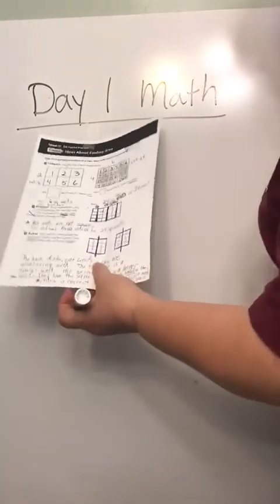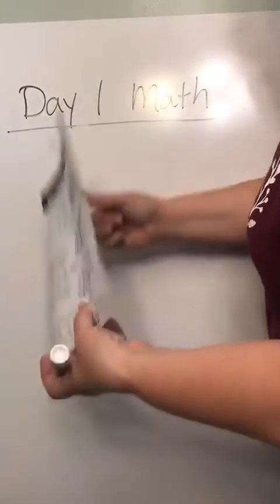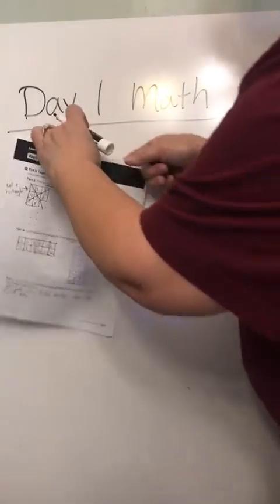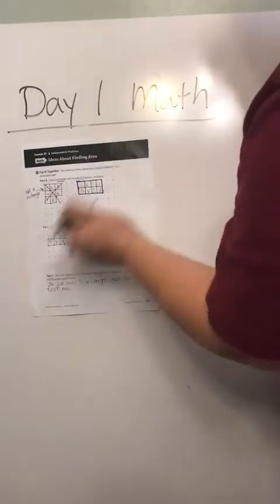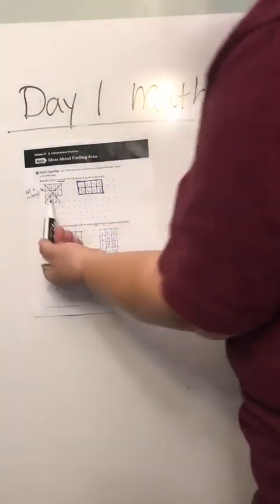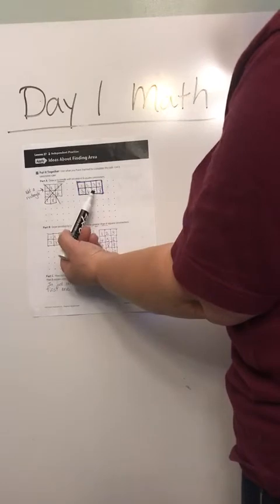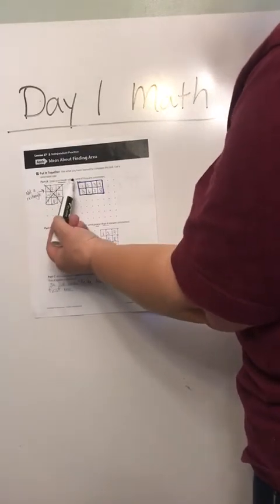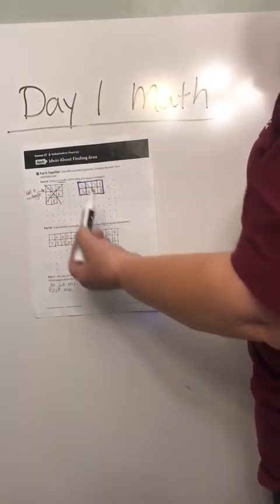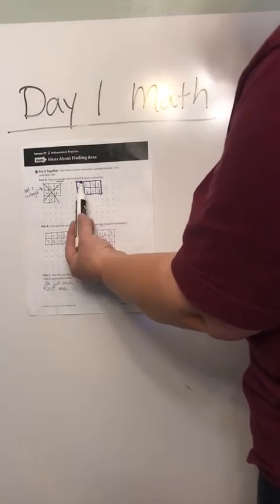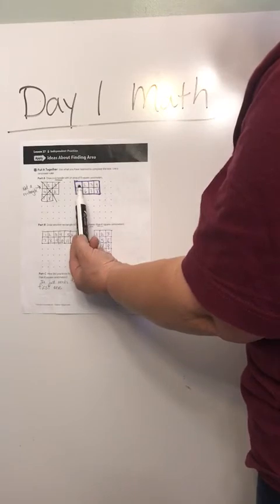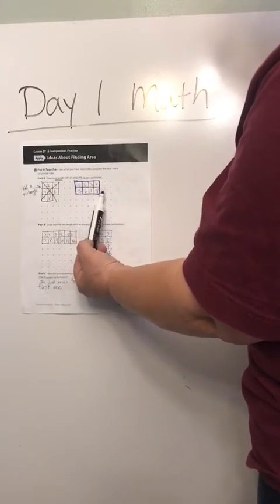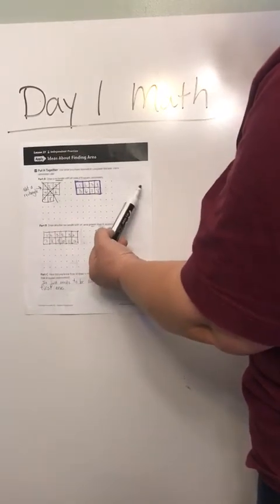All right, and then on the back of this page, right here, I drew a non-example as well as an example here because they ask you to draw a rectangle with an area of 8 square centimeters. So I drew this rectangle and put my measurement inside of the block. 1, 2, 3, 4, 5, 6, 7, 8. So that would be 8 square centimeters.